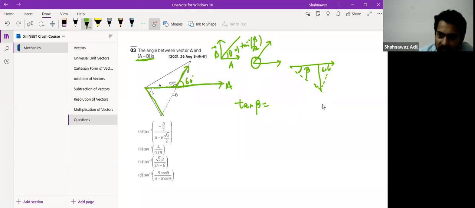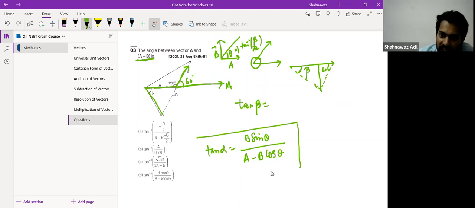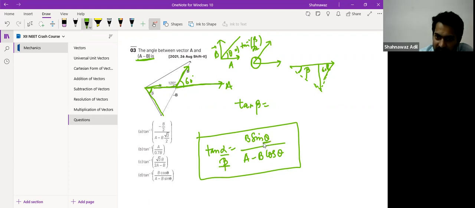So let me recall one more thing, that for the subtraction of vectors, your angle was what? B sine theta upon A minus B cos theta. So this was the angle for subtraction of vector. Now you guys remember? Yes, sir. So this is exactly the same question. So you have given this angle, theta, the angle between two vectors. And with the x-axis, it is making this angle beta. Okay. And you know the relation between this beta, which I'm writing as alpha here to recall. So this beta is related by the angle between the vectors and the magnitude of the vectors. Okay.